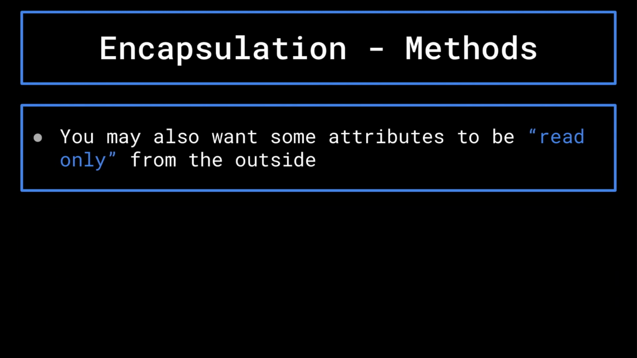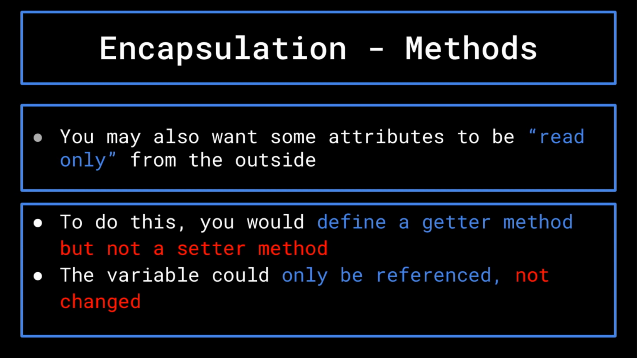Finally, you may want some values to be read-only from outside a class, which means you would only define a getter method and not a setter method. For another example, let's look back at chess.